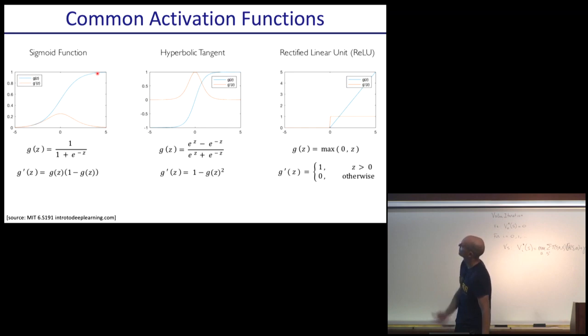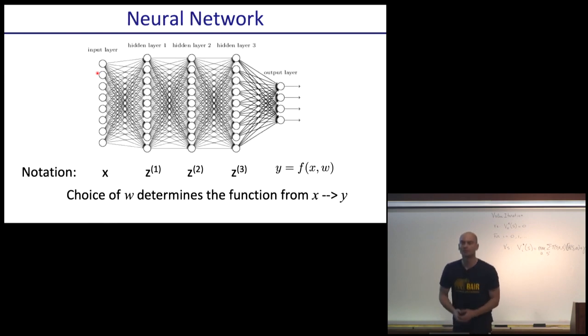Hyperbolic tangent is essentially the same function, but scaled up by a factor of 2 and then shifted down by 1, and goes from negative 1 to plus 1. And then rectified linear units make the activation 0 if you're negative and keep whatever it was if you're positive. These are just examples of popular ones that at some point you'll probably already have used or will use in the future. A neural network itself is not just one neuron.